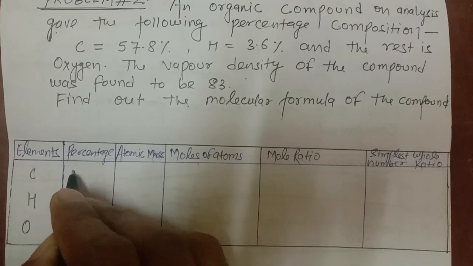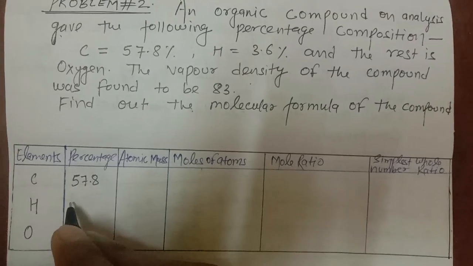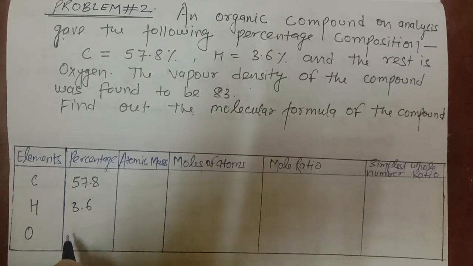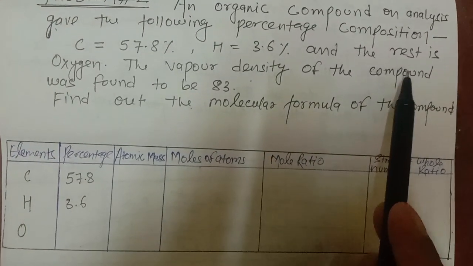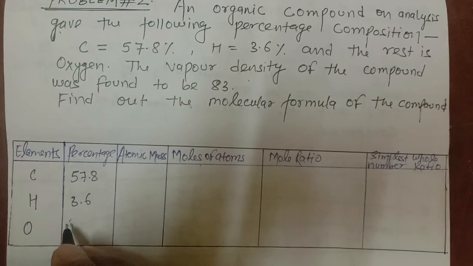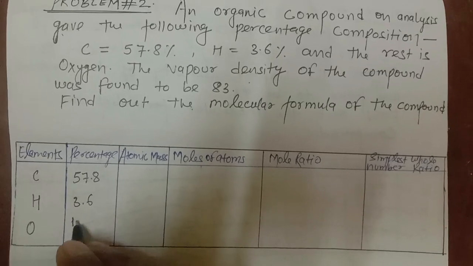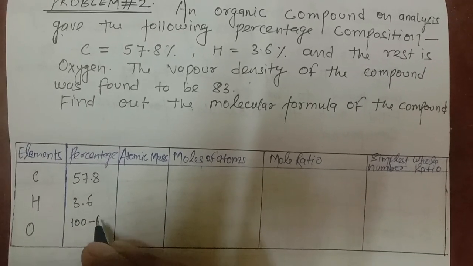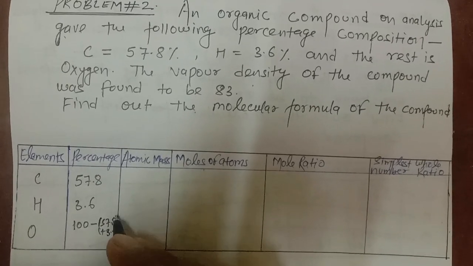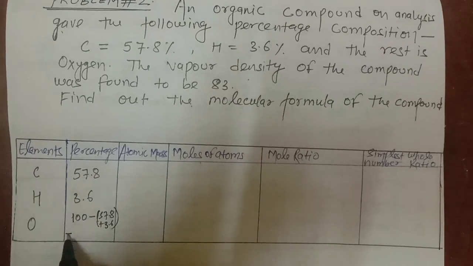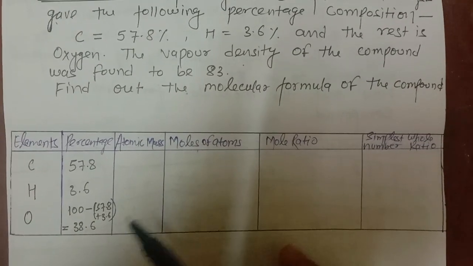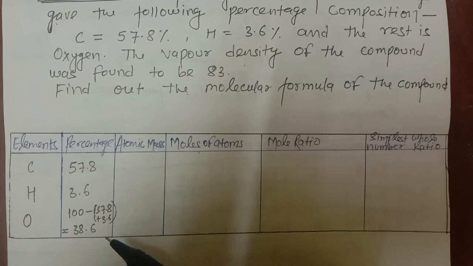Here, the percentage of carbon is given as 57.8 and the percentage of hydrogen is given as 3.6, but the percentage of oxygen is not given directly; it is given in the question as the rest. Since the total should be 100%, it will be subtracted: 100 minus (57.8 plus 3.6). If you subtract this data, you will get 38.6%. Now we got the percentage of all the elements, carbon, hydrogen, and oxygen.